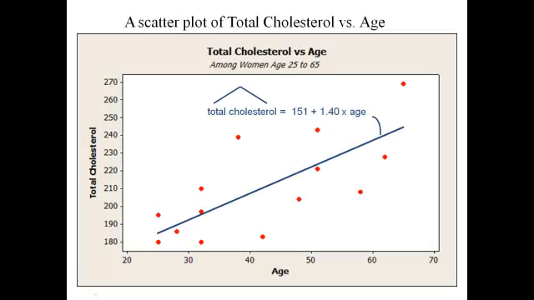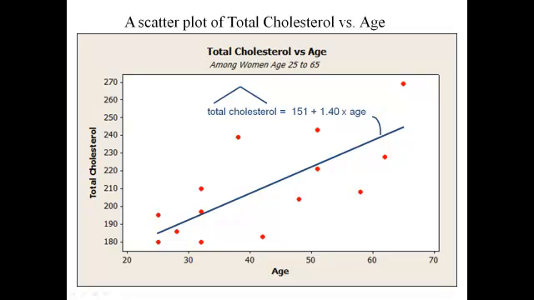So let's think back to our cholesterol data. We had a regression equation of predicted total cholesterol is equal to 151 plus 1.40 times age for women between 25 and 65 years old. Now, the intercept term is 151.